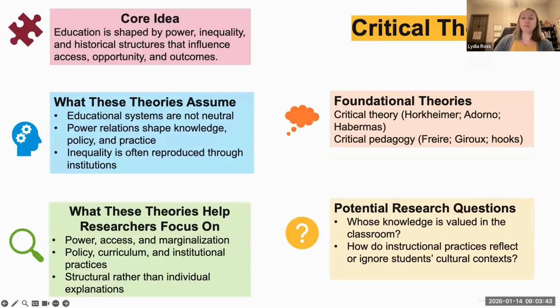It encourages researchers to look beyond surface level explanations, and instead focus on how systems or policies might advantage some groups or marginalize others, or how that relates to students. It moves away from individuals, and more onto the structure. So, typical research questions for this might include whose knowledge is valued in classrooms, or how do instructional practices reflect or ignore students' cultural contexts.